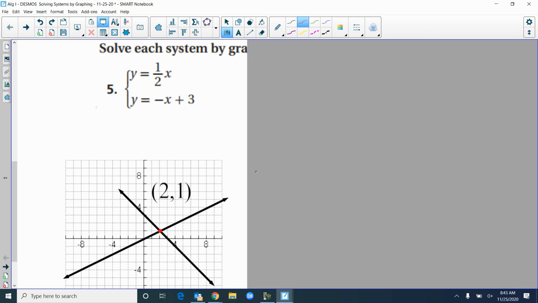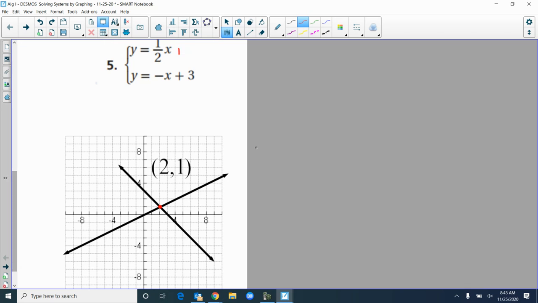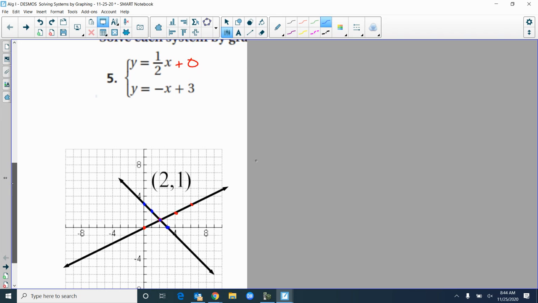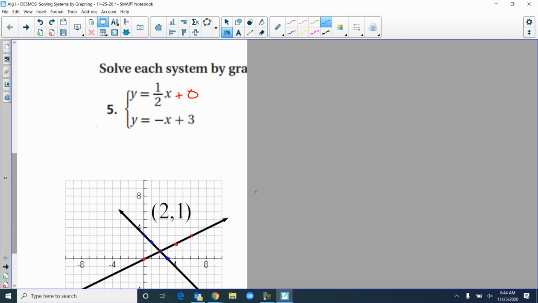All right, so 2, 1. You graph y equals 1/2 x, which means it has plus 0, so the y-intercept is 0. So you go up 1 over 2 to get that first line. Negative x plus 3 means it has a y-intercept of 3, and you go down 1 over 1. So we want to see where they cross. When you solve the system, that's the whole point, to find where they both cross. So 2, 1 would be the solution to that system.